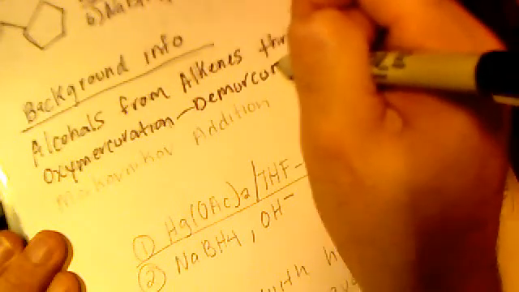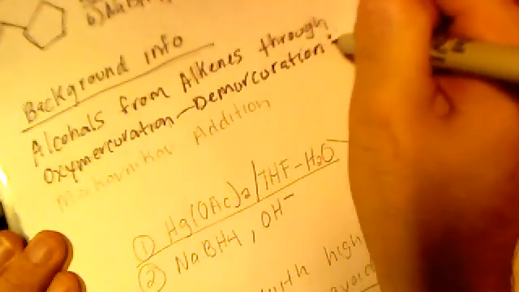Alright, so I got this from the slide. Alcohols from alkenes through oxymercuration-demercuration, and it follows Markovnikov addition.